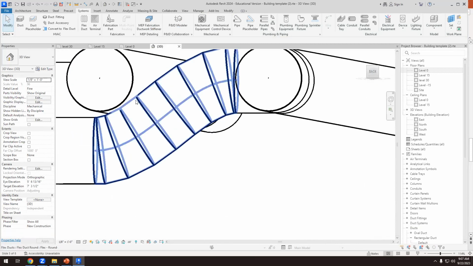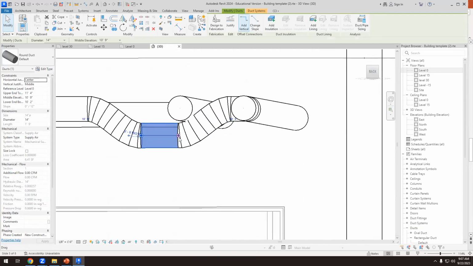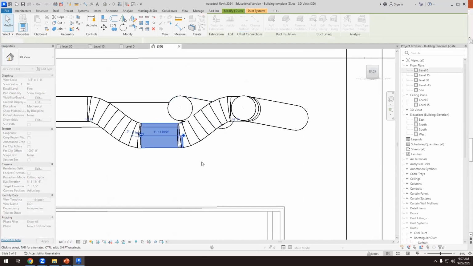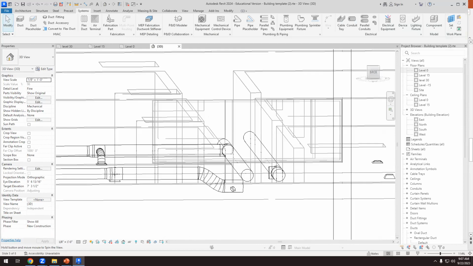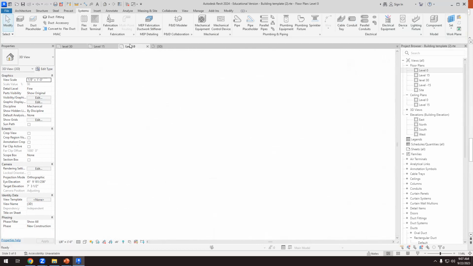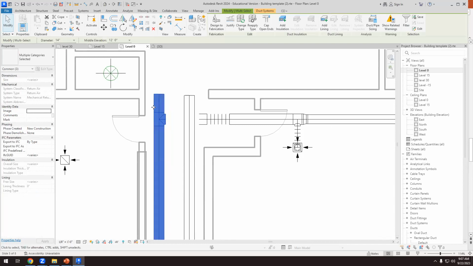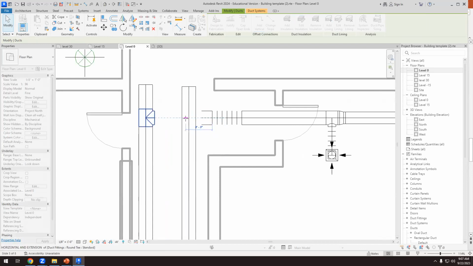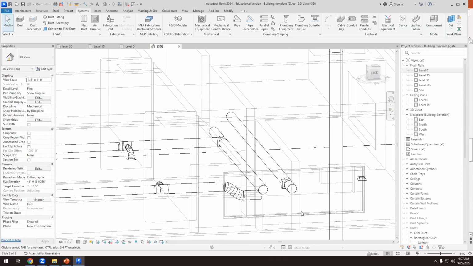Yep, I think we have this intersection. Revit didn't like it when I did it. So can I move it slightly? No. Or maybe I can push this a little farther. And now let's see if it works.